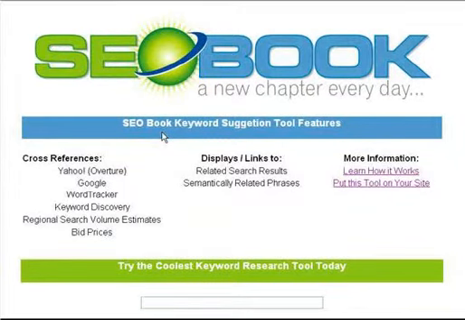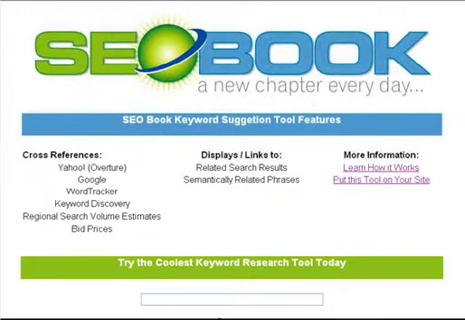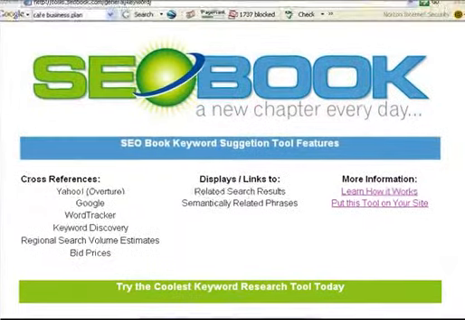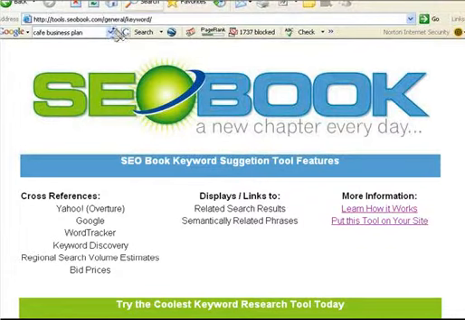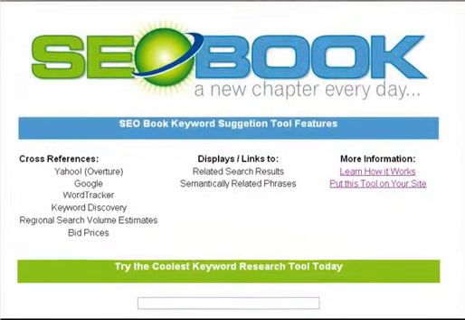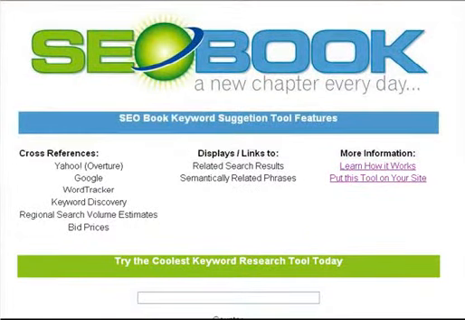Hello again. In this video we're going to have a look at the keyword search tool at SEO Book, and the URL is simply tools.seobook.com. That takes you to all the tools, and this is /general keyword. So if you key that in to your browser, you'll get taken to a page exactly like this.